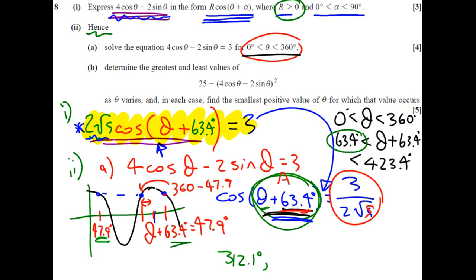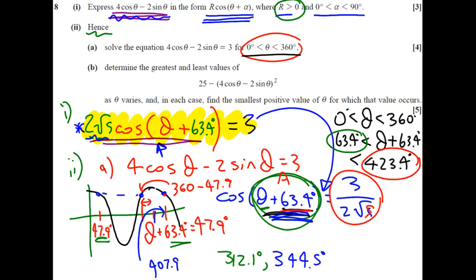Okay, and you're going to get 407.9. That's going to be in range because our range for our adjusted angle is there. Okay, so it's getting a little bit messy. That one is 407.9, and that's for just the angle A. We need to take away 63.4 to get the actual answer. Take away 63.4 equals 344.5.